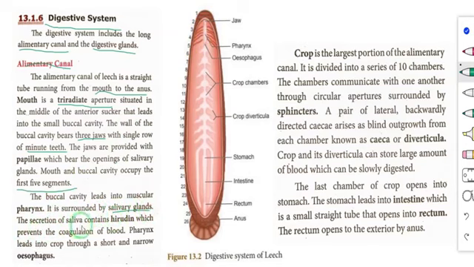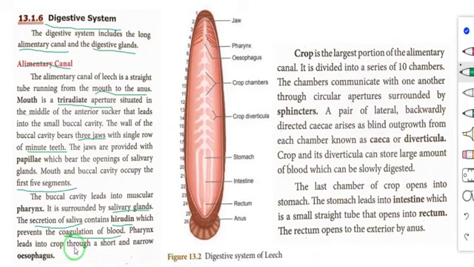The secretion of saliva contains hirudin, which prevents the coagulation of blood. The salivary glands produce saliva, and this saliva contains hirudin. What's the use of this hirudin? It prevents the coagulation of blood, the clotting of blood.